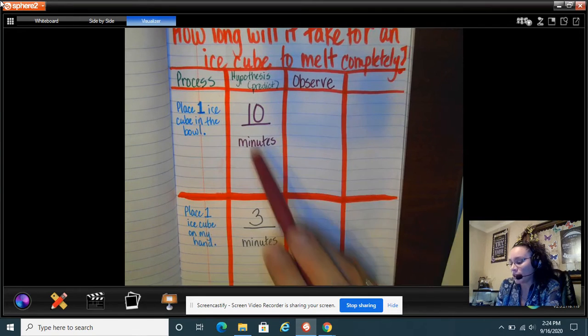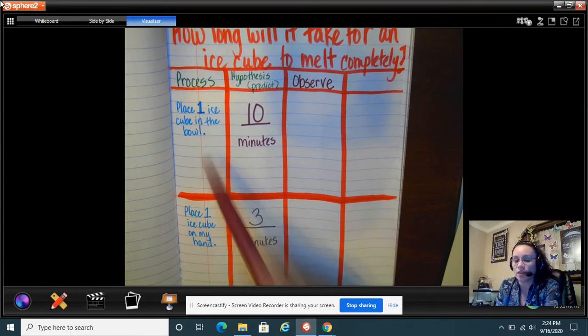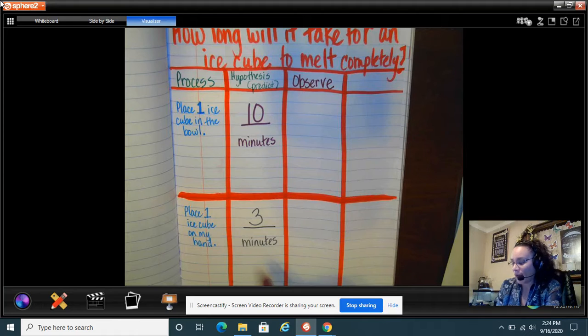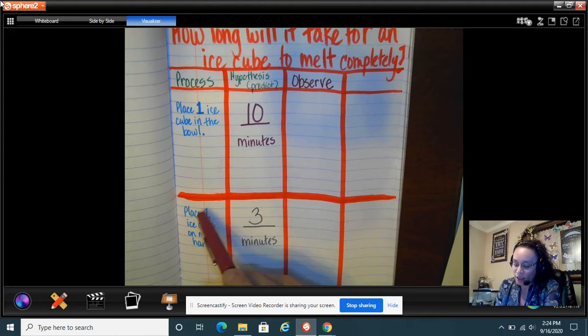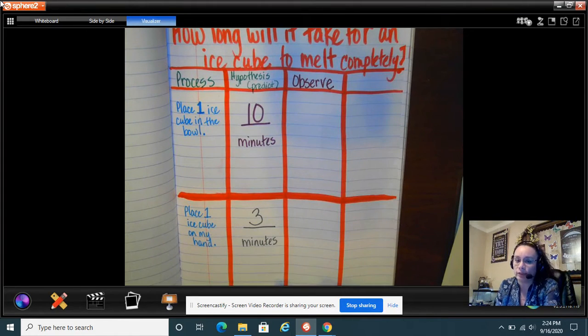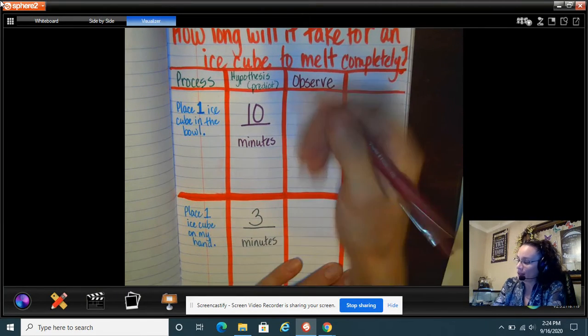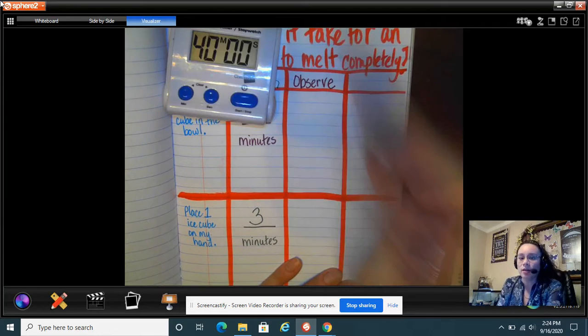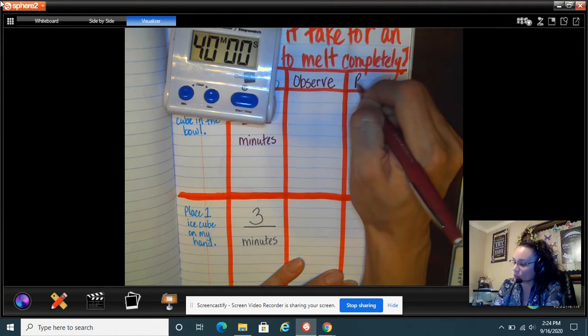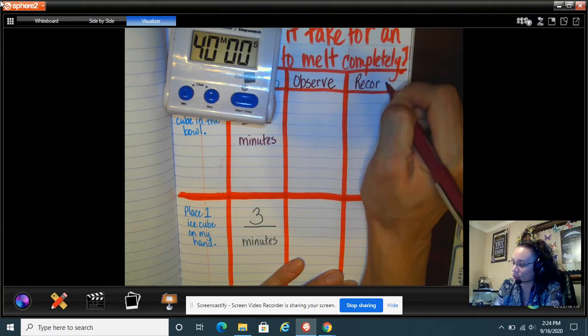Okay. I think in 10 minutes, the cube of ice in the bowl will melt completely. I think in 3 minutes, the ice cube in my hand will melt completely. Then I'm going to make observations and write them down. Then that's why you need a timer. Okay. The timer is going to be what you actually did.